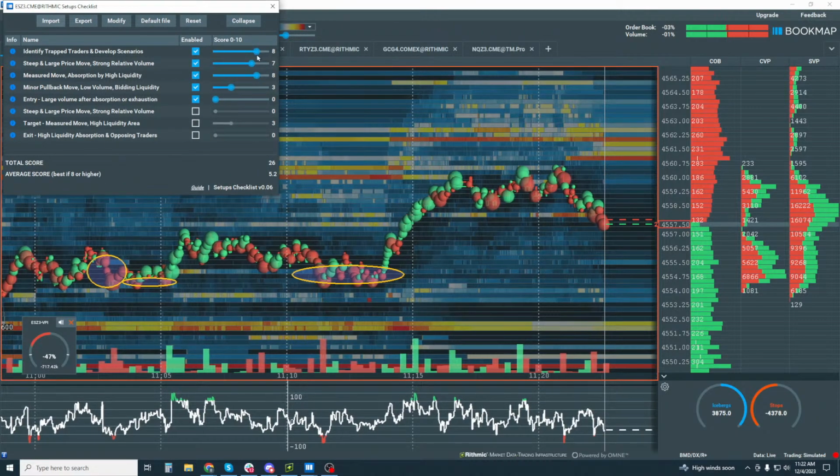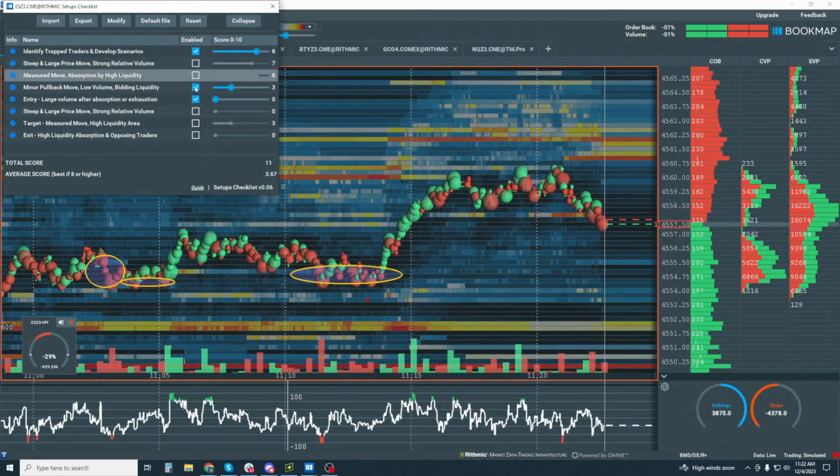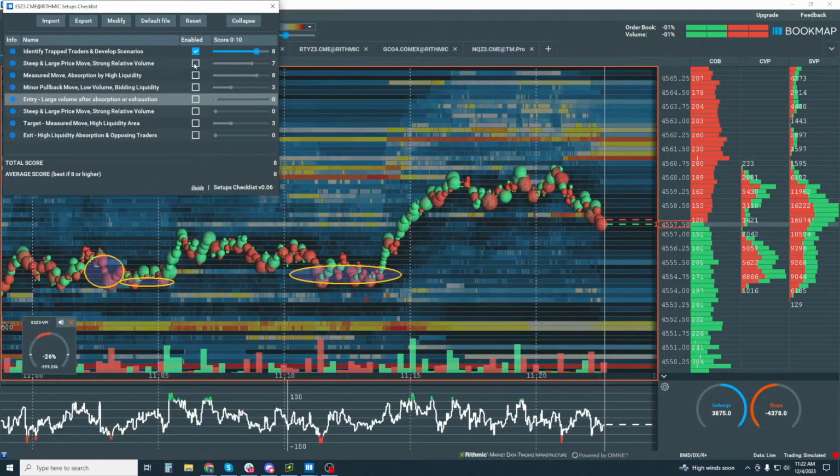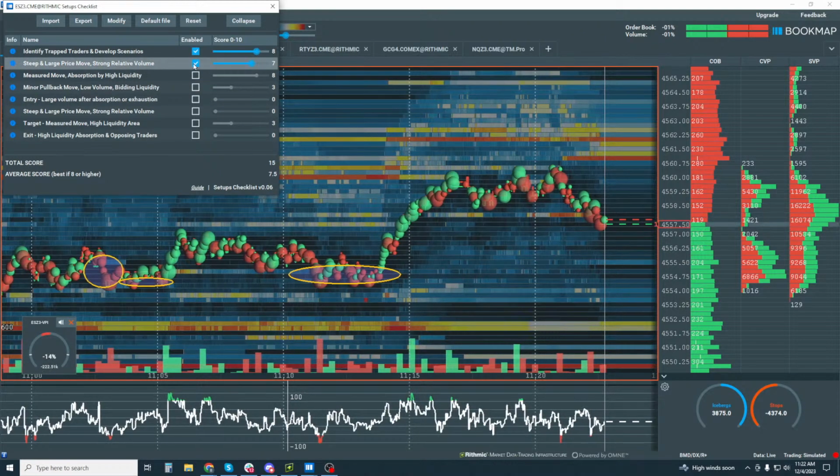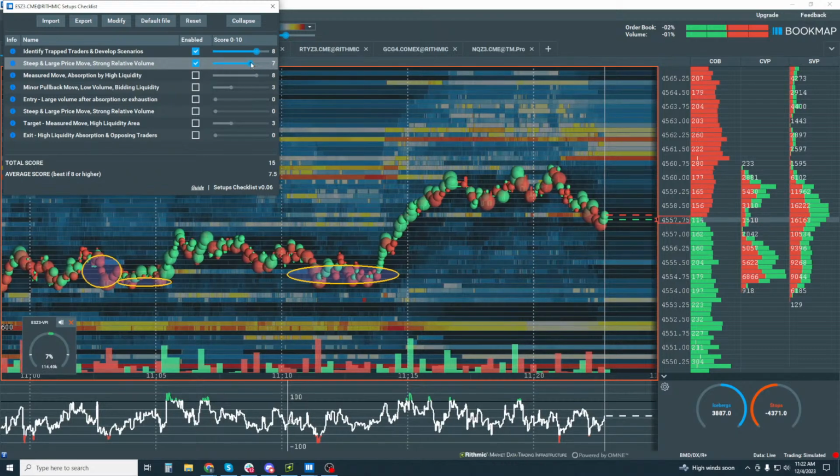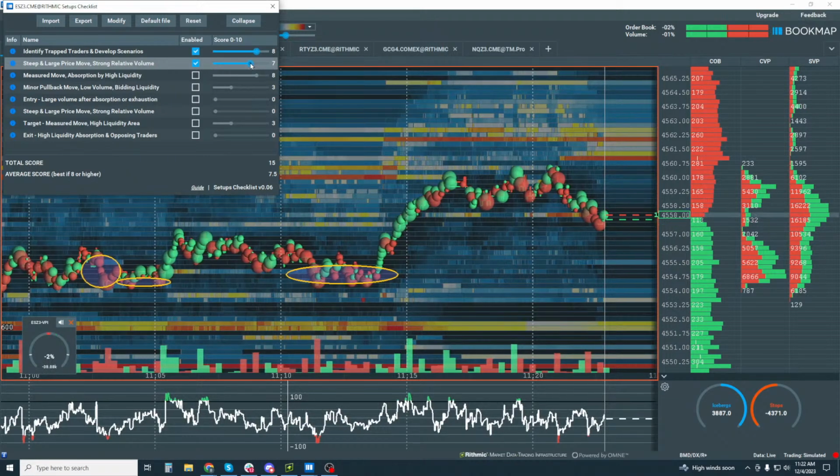Okay, so we went through identify the trap traders. That looked pretty good. We'll give it an 8. Here, let's just go through the process. Steep move, we had that. Okay, we didn't have the strong relative volume though. Maybe a 6 or a 7.